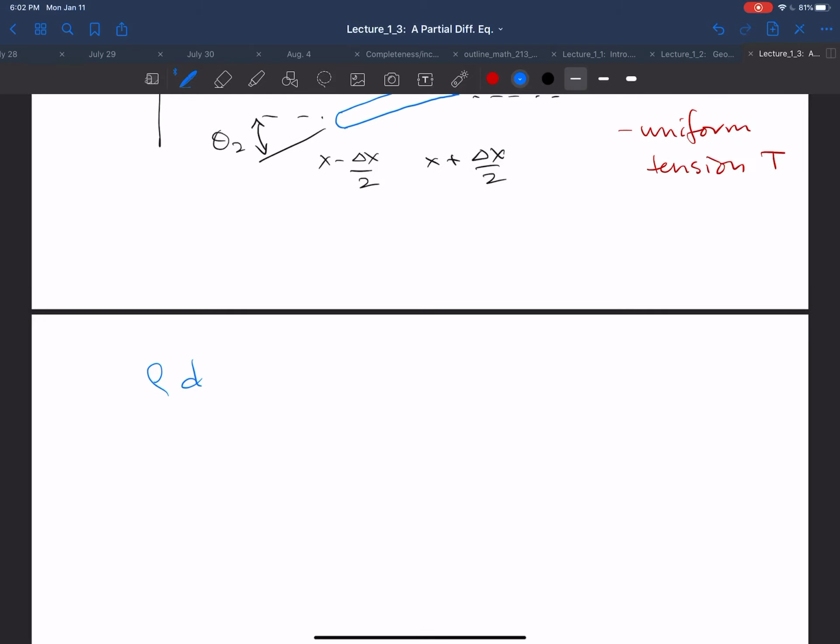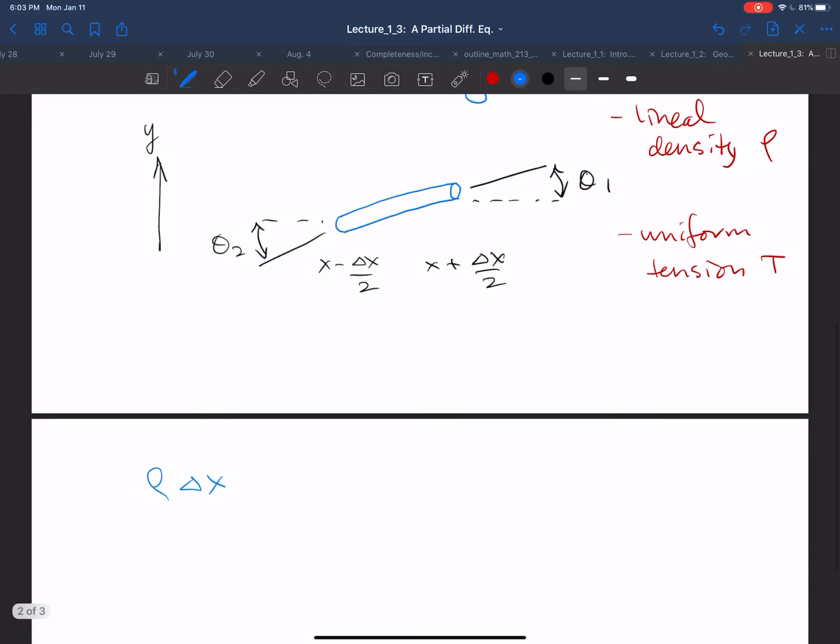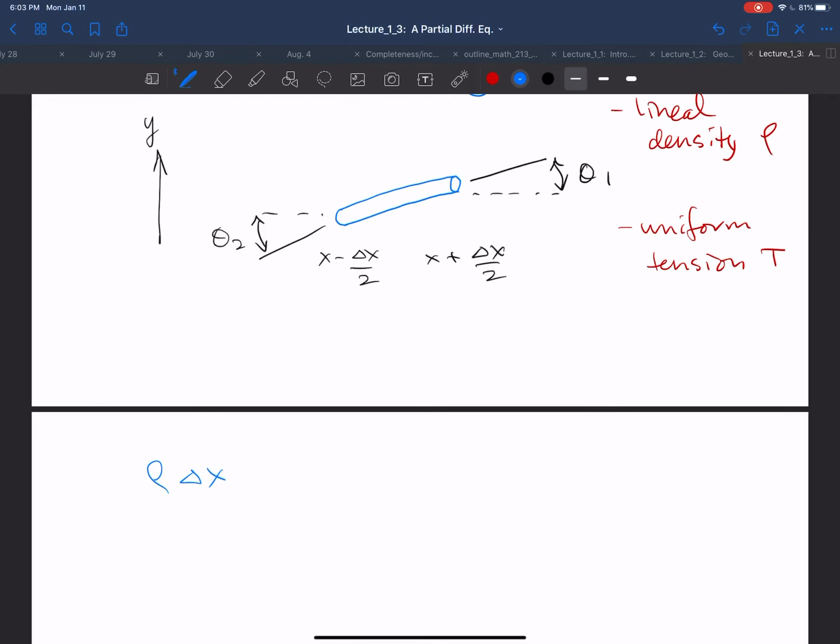Rho times delta x, therefore multiplied by the acceleration of the string, and again we're only considering transverse motions, so the acceleration of the string is going to be the second derivative of y with respect to time. That's ma, if you like. The mass of our little length of string, rho delta x, times its acceleration in the transverse direction, d2y by dt squared, has to be equal to the net force in the positive y direction by Newton's law.